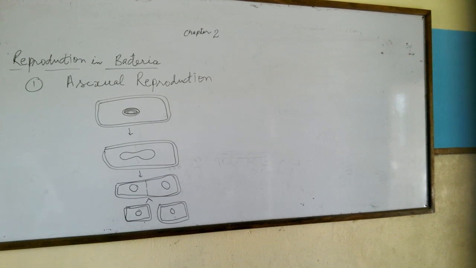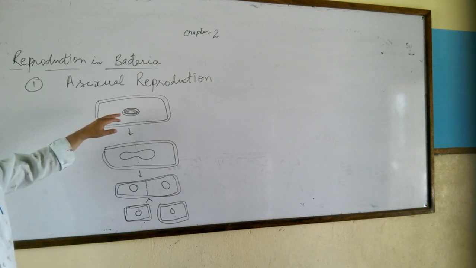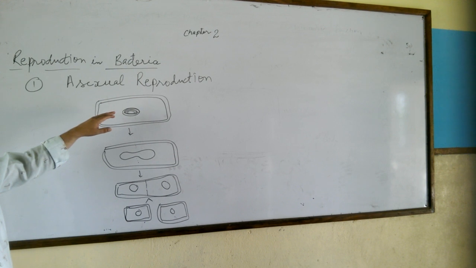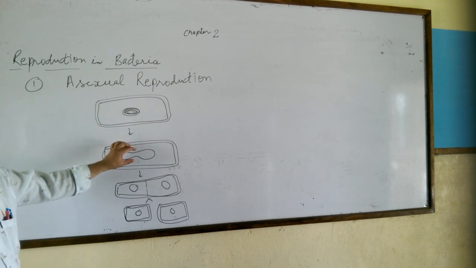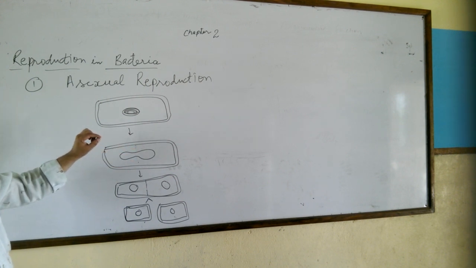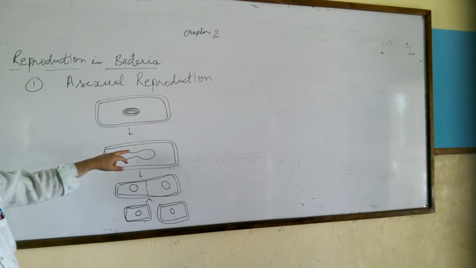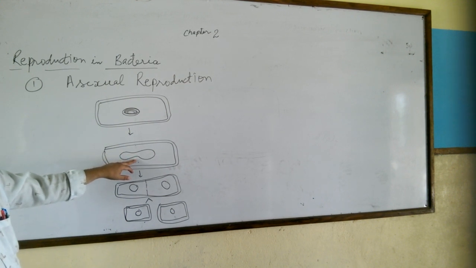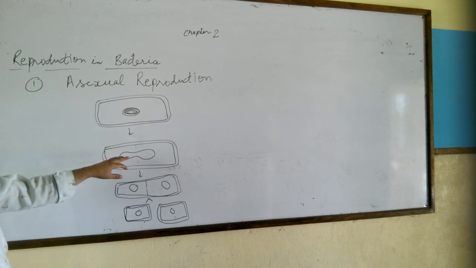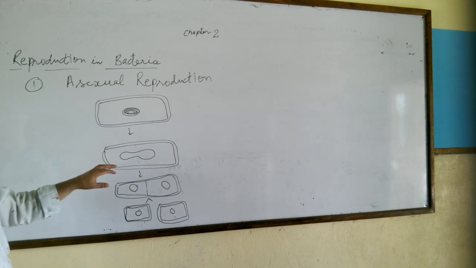Bacteria mainly reproduce through asexual reproduction, and the process is called binary fission. So you see, in binary fission, the chromosome or nucleoid we can say, or genetic material of bacteria will grow in size and it will become elongated. Then there will be formation of a constriction in the center. So this will split the genetic material into two parts.